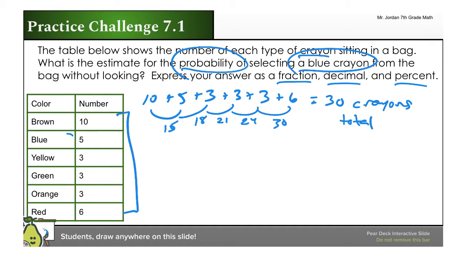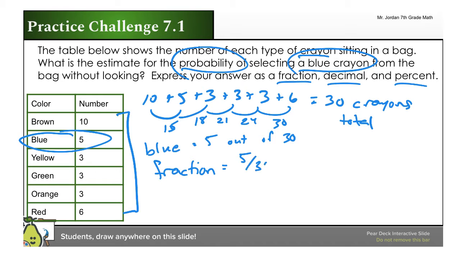So we still want blue. Blue is 5. Blue is 5 out of 30. So our fraction is going to be 5 over 30. I can reduce this, dividing both the top and bottom by 5, so that's going to be 1/6.